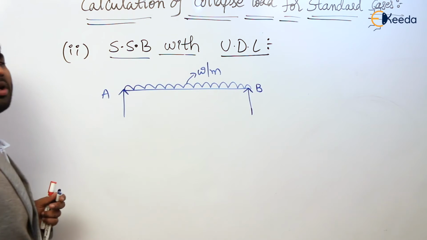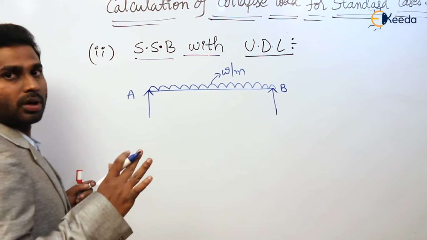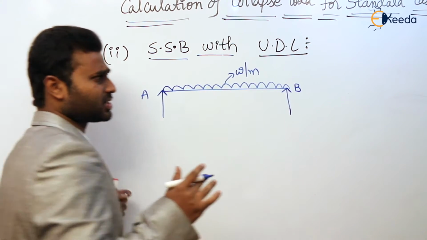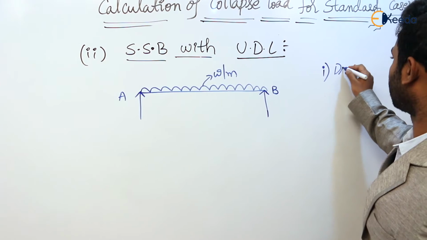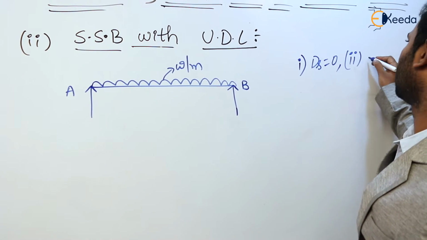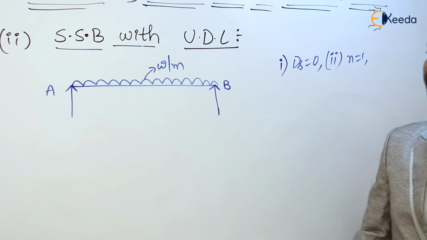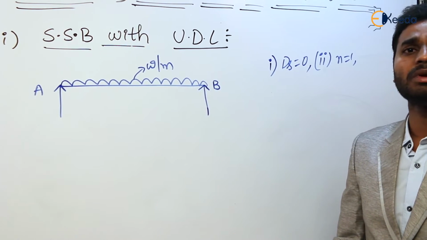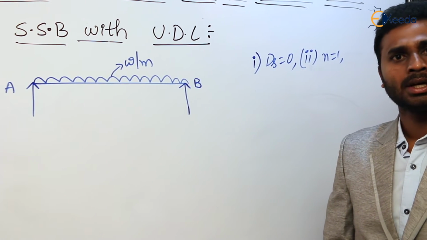So this is a simply supported beam with UDL, uniformly varying load. Sorry, uniformly distributed load. So the steps remain same. What is the first step? DS. As it is a simply supported beam, DS remains same, 0. And second, n is equal to 1 location. If you observe the bending moment diagram for a simply supported beam, it is parabolic, maximum at the center, WL square by 8. Agree?